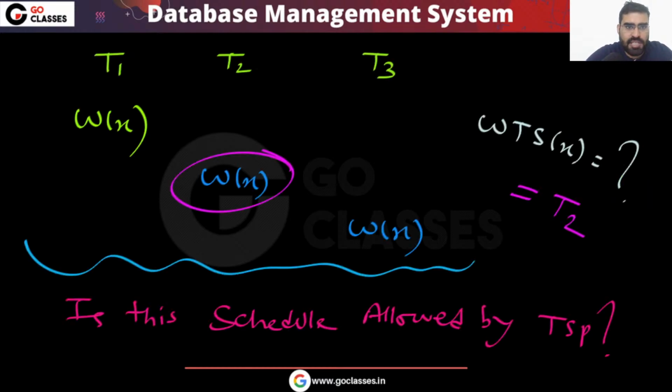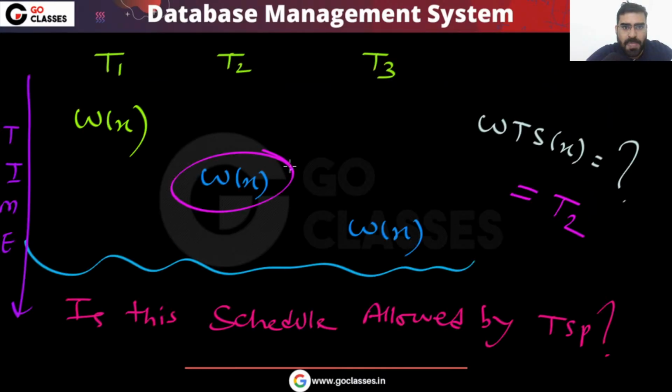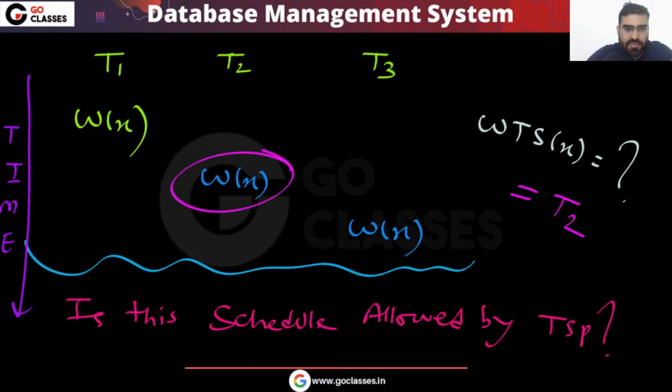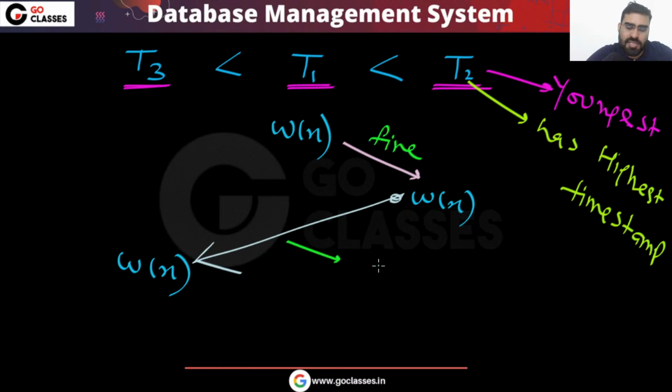Now in this order you put them. Remember, the actual time was going in this direction. So first T1 was doing the write operation, then T2 was doing the write operation, and then T3 was doing the write operation. Is this allowed by TSP? This is fine. There is no problem here. But this is not fine.